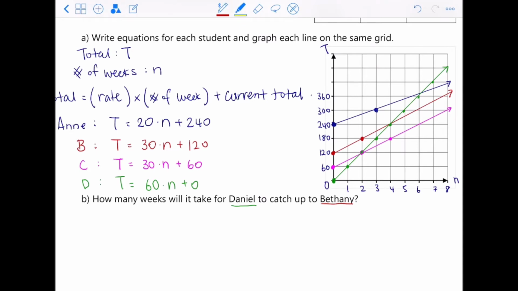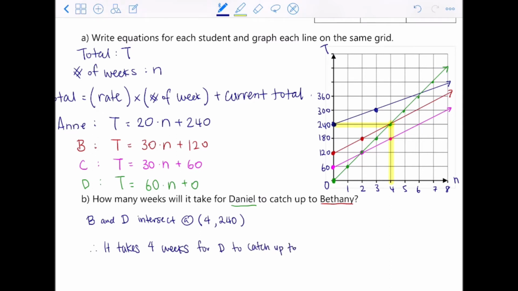So Daniel's green and Bethany's red. This is the intersection. And this happens when n equals 4 and t equals 240. So Bethany and Daniel, they intersect at coordinate 4 and 240. And so we can conclude that it takes 4 weeks for Daniel to catch up to Bethany.